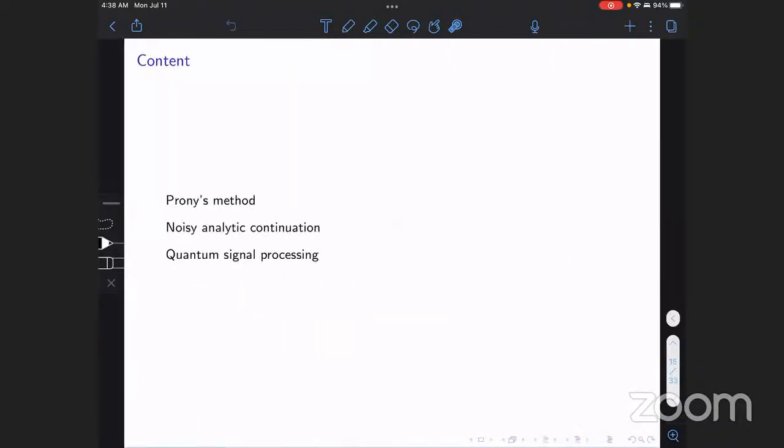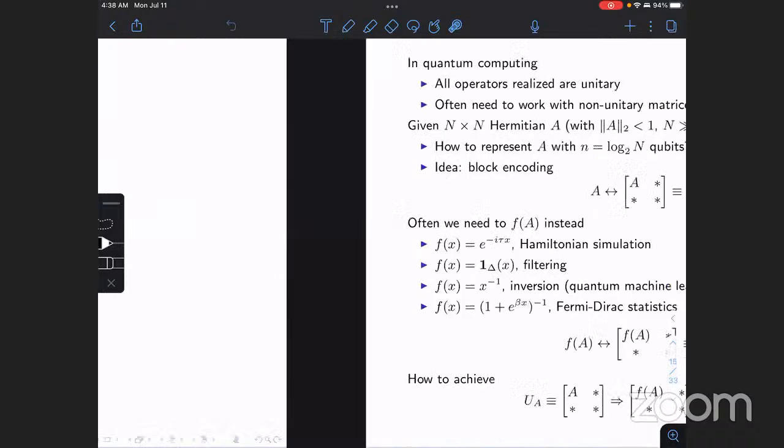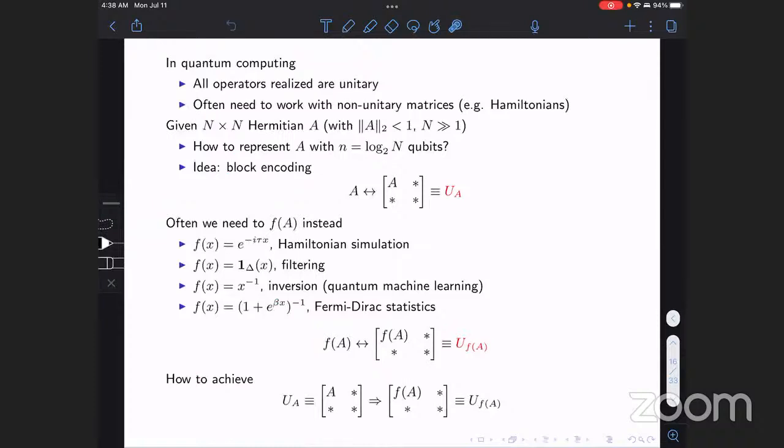Okay, so this is the first application I want to talk about, and now let me move to the second application, which is quantum signal processing. Okay, I'll probably spend about 10 minutes trying to introduce the background of this topic. So quantum computing has become a quite active topic in the past 10, 15 years.